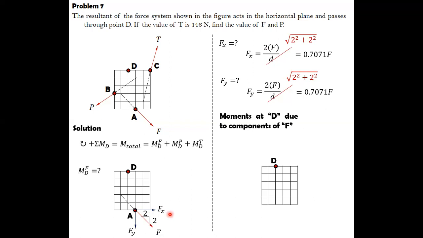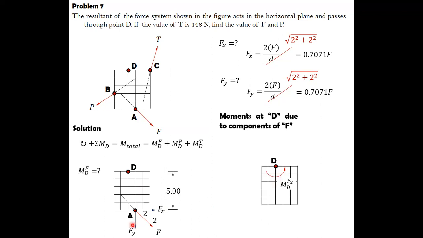Now let us start with the moment generated by the x component. So if the magnitude is Fx, the moment arm is 1, 2, 3, 4, 5. Now 5 is the moment arm because this distance is perpendicular to the line of action of Fx. And then the rotation is counterclockwise.